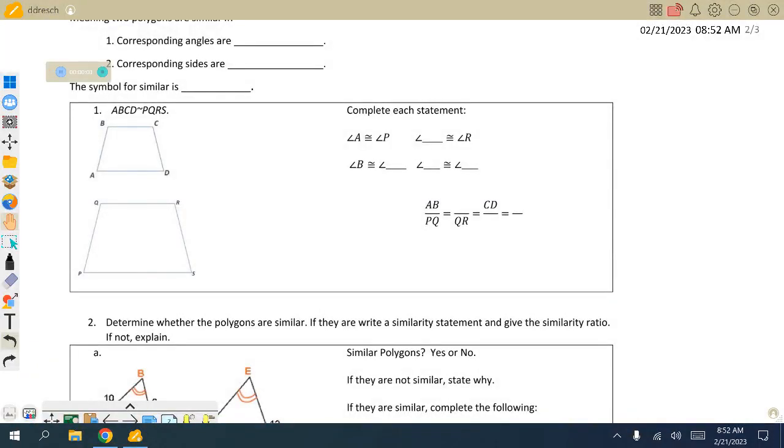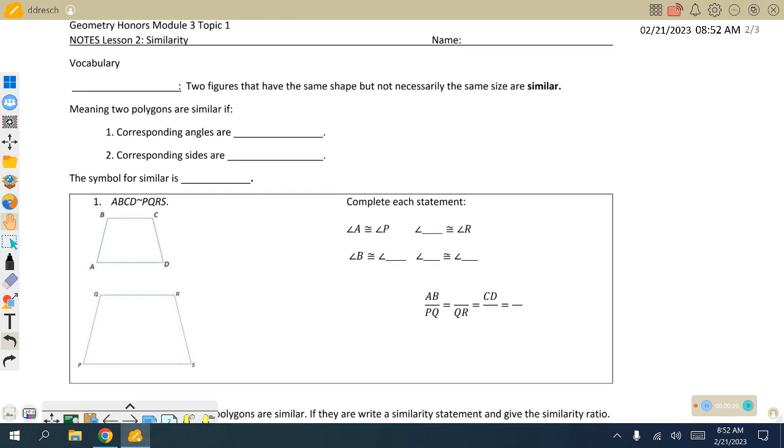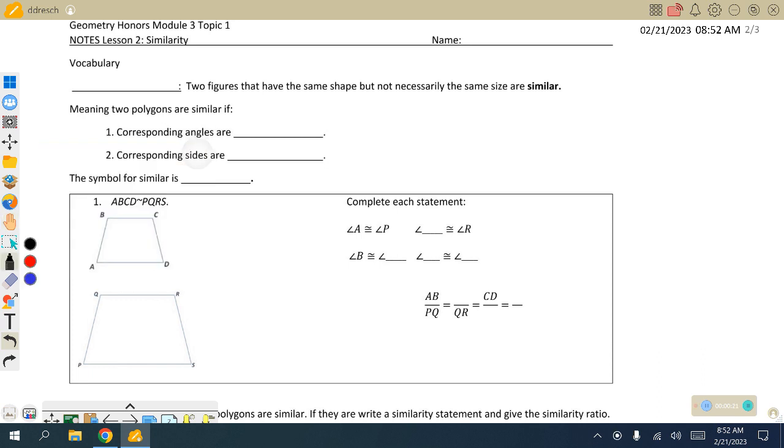We talked about proportions at some point last week. To be similar, we said that they are two figures that have the same shape, but not necessarily the same size. And that is what we said are to be similar. So I guess we're just saying similar figures, all right?